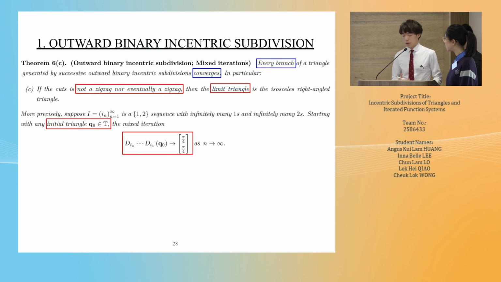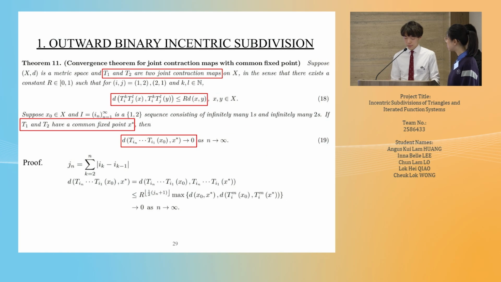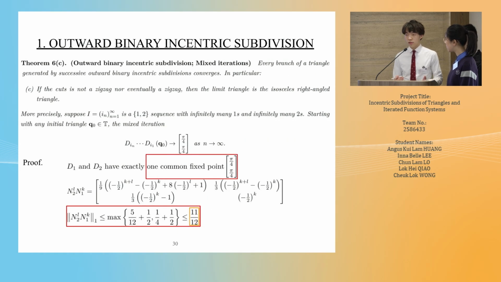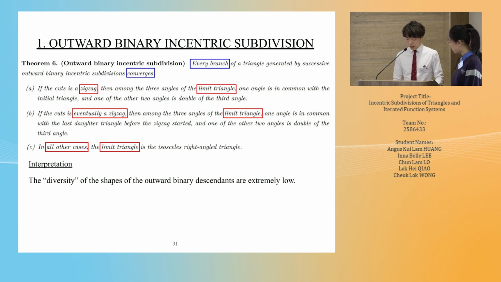The last case, where both D1 and D2 appear infinitely many times in the so-called mixed iterations, is handled by the following technical lemma on convergence in a metric space. It uses a pair of joint contraction maps with a common fixed point to generate convergence via mixed iterations. Its proof is straightforward. Finally, the last case follows from verifying that D1 and D2 satisfy the previous lemma. This is a recap of convergence results in the outward binary case.